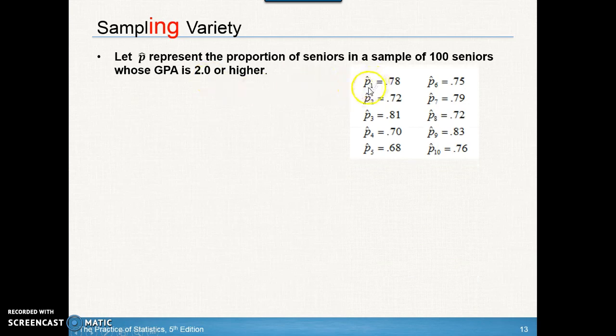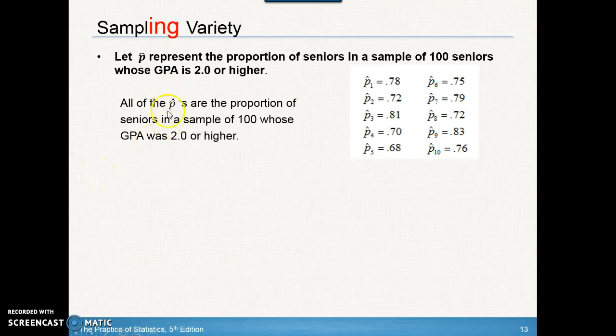All right, so notice how this says p hat 1, p hat 2, p hat 3, p hat 4. This means I took one sample of 100 seniors, and 78% had a GPA higher than 2.0. Sample 2, the proportion of students that had a GPA higher than 2.0 was 72%. So in sample 3, 81% of the 100 students had a GPA of 2.0 or higher. So notice how I have 10 samples here, and I have 10 different proportions of seniors that had a GPA of 2.0 or higher. Why are these proportions all different? Well, they're all different because I have a different group of 100 seniors each time.